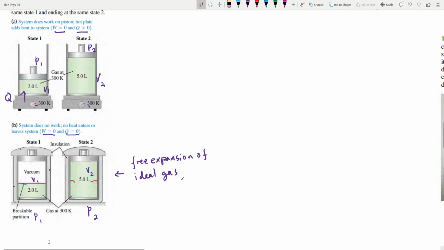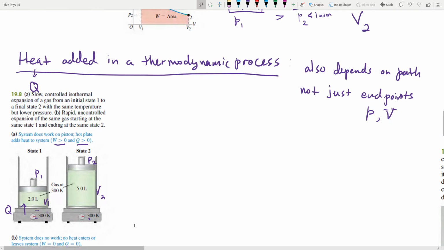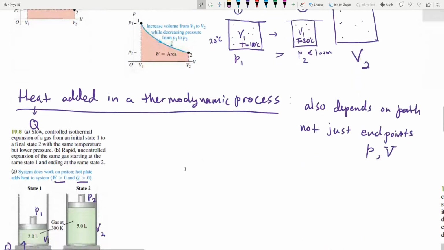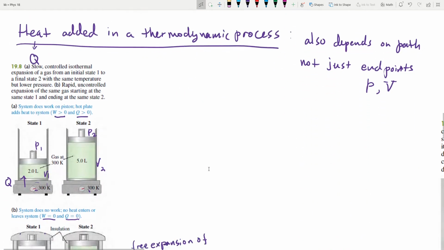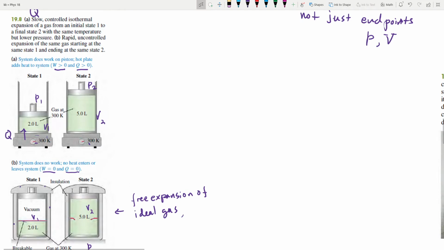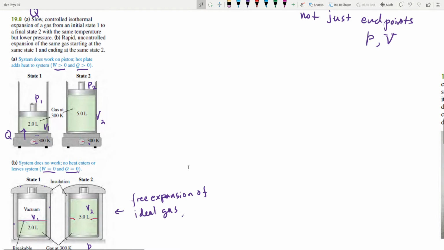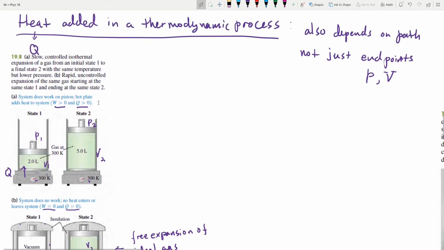Just like with work done, we saw that the path that you take changes the area, and as a result of changing the area, it changes the work done. It's also the case that when we're talking about heat being added to a system, the amount of heat that's added or given off depends on the path and not just the endpoints. Okay. Does that make sense? Does anyone have any questions?